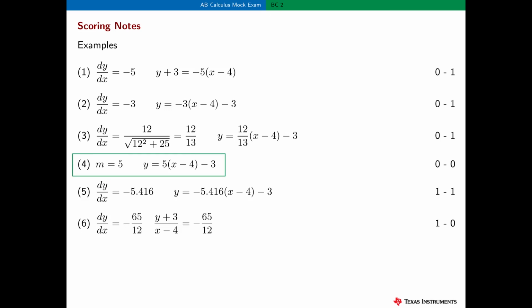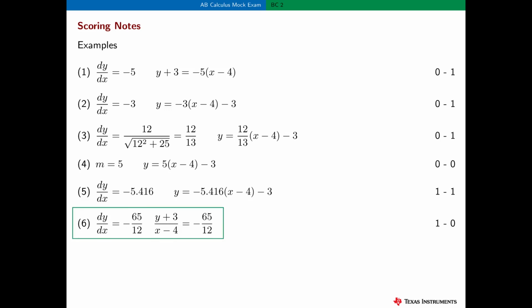In example 4, the student has not declared a value for the slope using dy/dx. The variable m is considered too vague in the context of this problem. So this response does not earn any points. In example 5, the student has presented a numerical value for the slope, correct to 3 decimal places, truncated. Remember that in 2020, students could use technology on any part of the exam. The tangent line is correct. This earns 1-1.